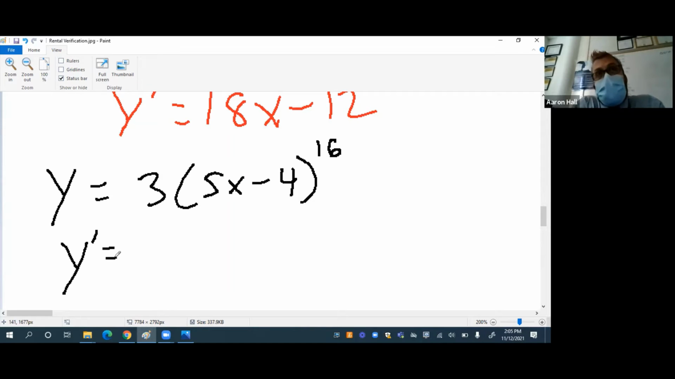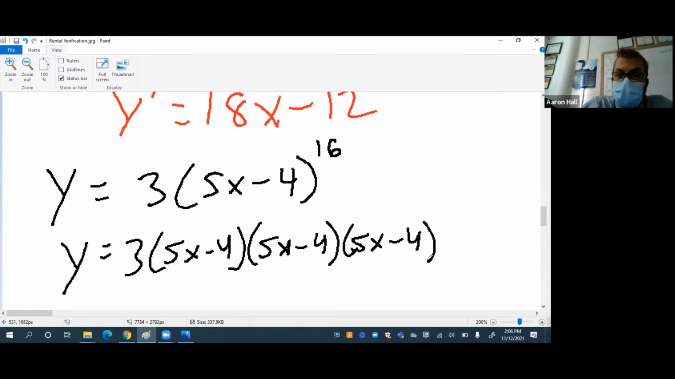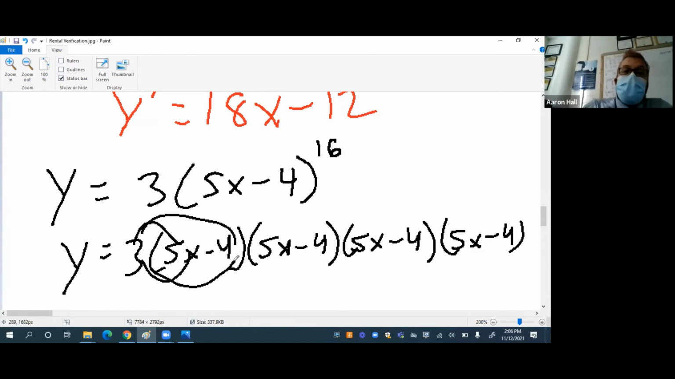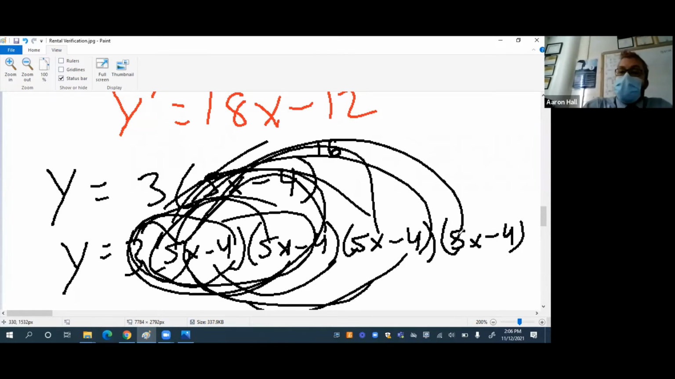If we expanded, we would have to rewrite all of this as 3 times 5x minus 4 times 5x minus 4 times 5x minus 4. How many of these? Yeah, 16. And then after we're done with that, now we have to distribute all this and this and this. And then we have to distribute here and here and here and here. And then whatever this is, distribute here and here and here and here. And then whatever this is, distribute here. I have to do that all over again. How long is that going to take, do you think?